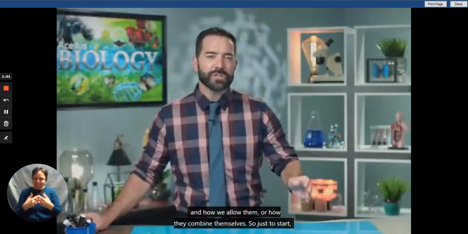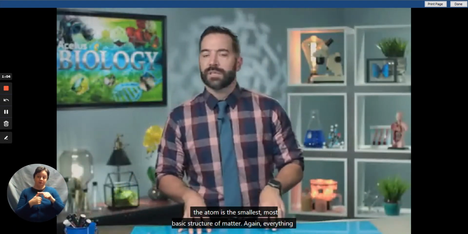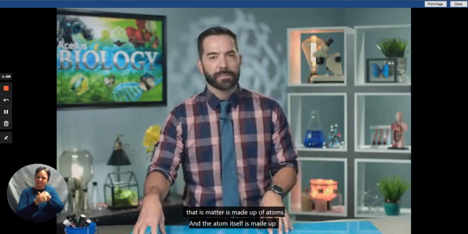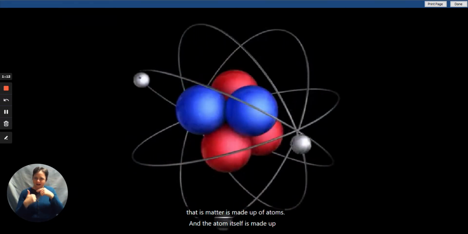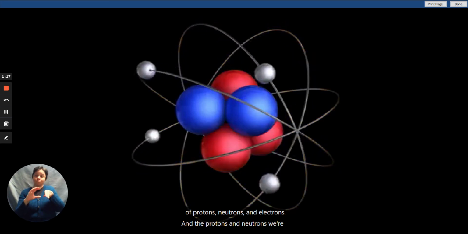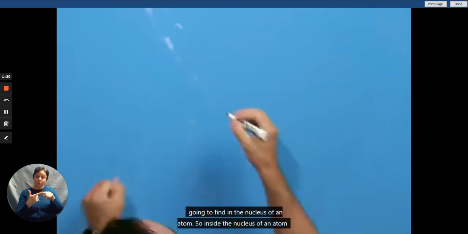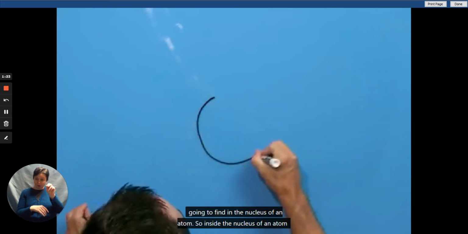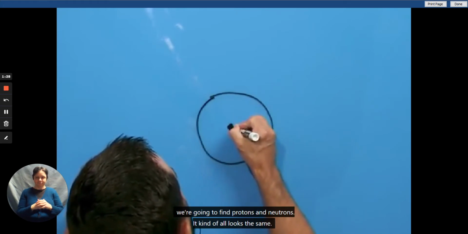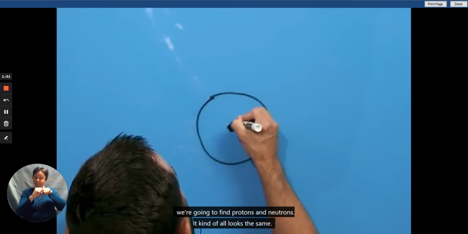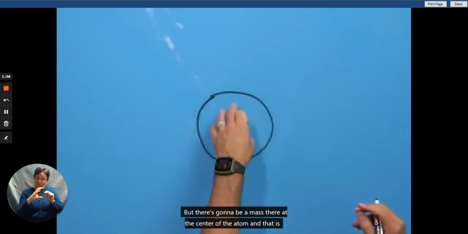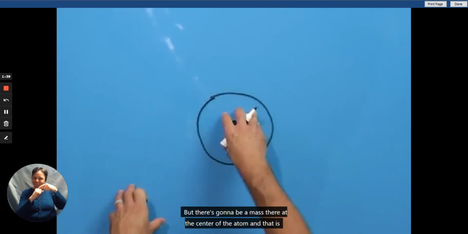So just to start, the atom is the smallest, most basic structure of matter. Again, everything that is matter is made up of atoms. And the atom itself is made up of protons, neutrons, and electrons. And the protons and neutrons we're going to find in the nucleus of an atom. So inside the nucleus of an atom, we're going to find protons and neutrons. These kind of all look the same, but there's going to be a mass there at the center of the atom, and that is our nucleus.